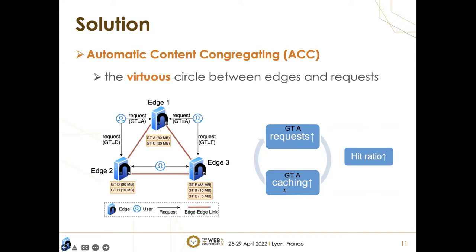As H1 caches the maximum GTA contents, H1 attracts many GTA requests. Then many GTA requests in return help H1 to cache more GTA contents. It's an interesting phenomenon, and this virtuous circle between edges and requests brings a high hit ratio.